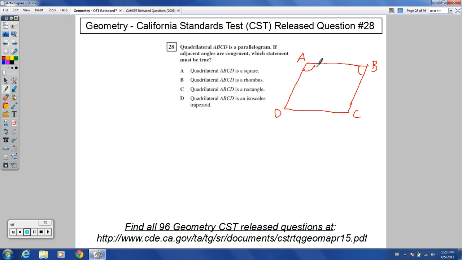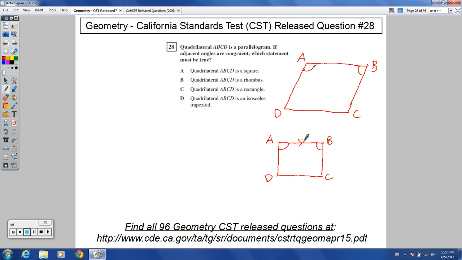So if that's true, why don't I draw a picture where that actually looks like it's true? So that would mean I could draw something more to scale like this, that this is congruent to this. That has to be the case. So I think that's a better representation of that situation. Which statement must be true?